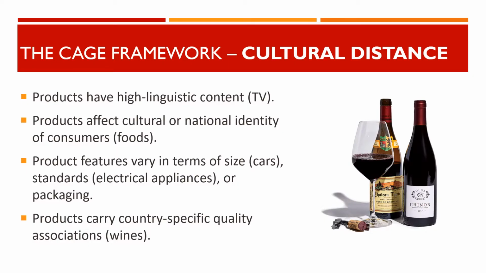Some considerations in respect of cultural distance may include products that have high linguistic content, such as TV, products that affect cultural or national identity of consumers, such as foodstuffs. Additionally, product features may vary in terms of size, for example cars, standards, for example with electrical appliances, or packaging. And finally, products may carry country-specific quality associations, such as wines from France.